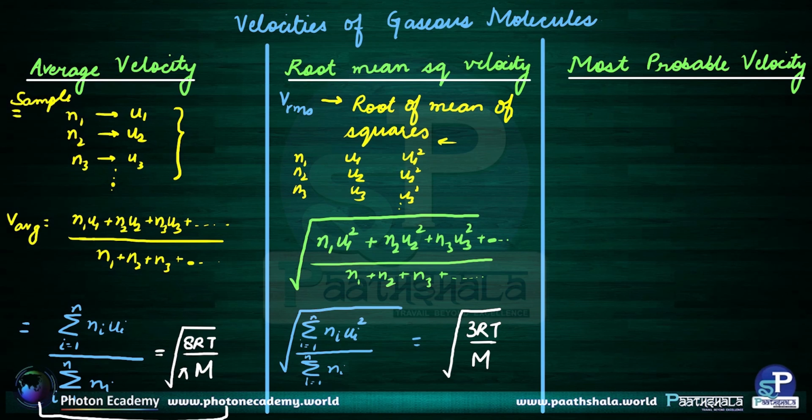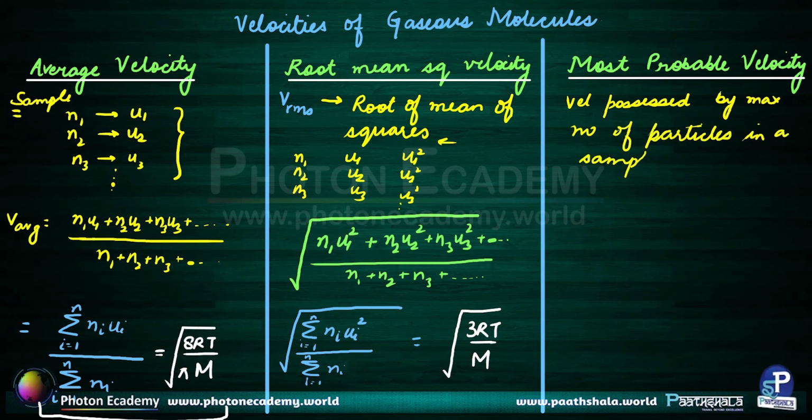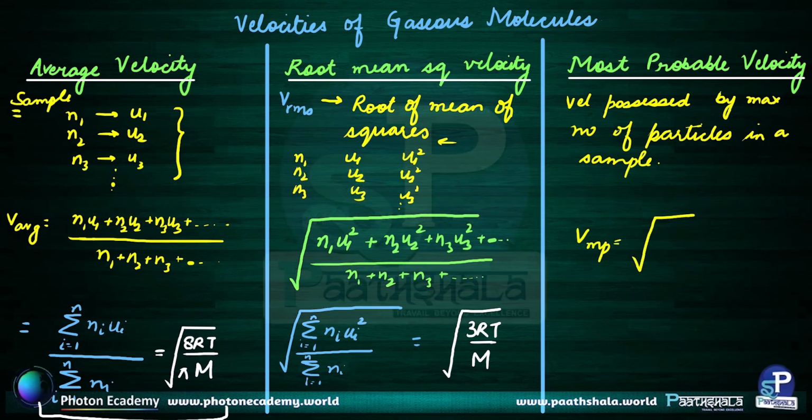Now the third one is the most probable velocity. By definition and by name, we can guess what it would mean. The most probable velocity means the velocity possessed by the maximum number of particles in a sample. That is the most probable velocity. And V most probable is defined as root 2RT divided by M.